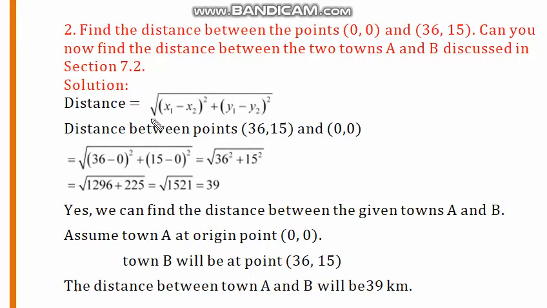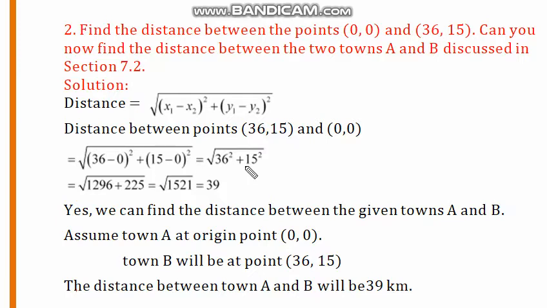So already we know the formula for distance: square root of (x1 minus x2) the whole square plus (y1 minus y2) the whole square. So the distance between the points (36, 15) and (0, 0) is equal to the square root of (36 minus 0). Substitute in this formula. Here I took x1, y1 and x2, y2. So 36 is x1; x1 minus x2 is 36 minus 0, plus y1 is 15 and y2 is 0, so (15 minus 0) the whole square.